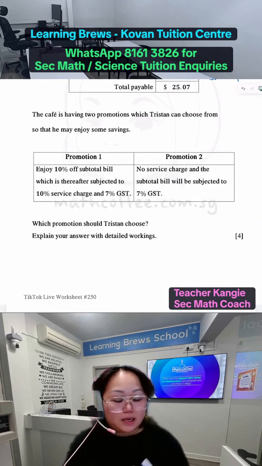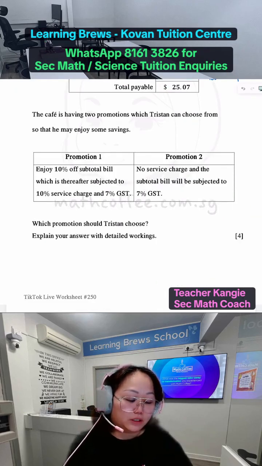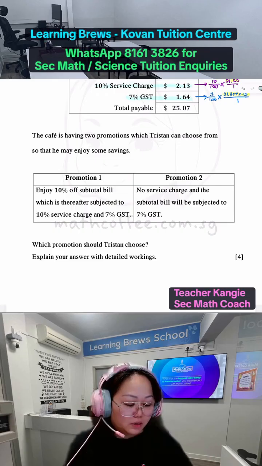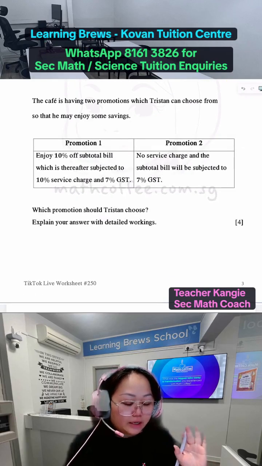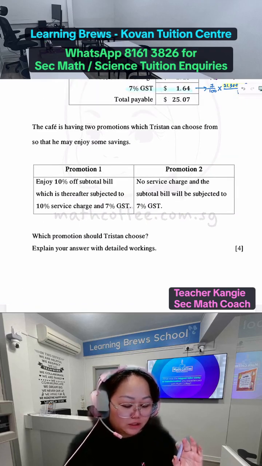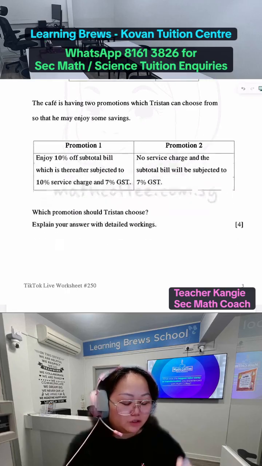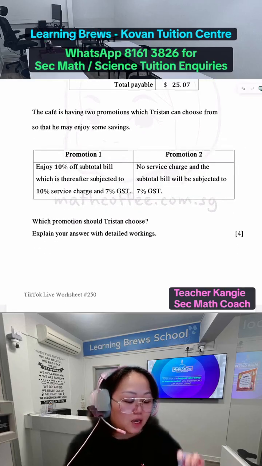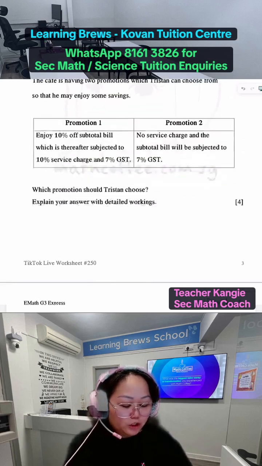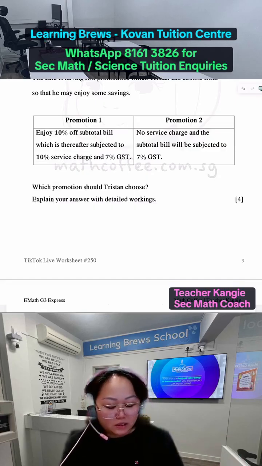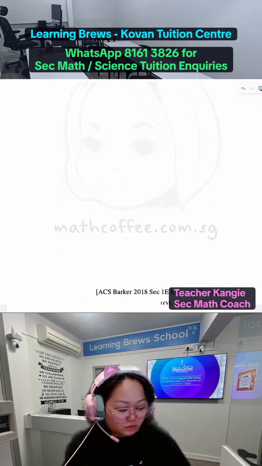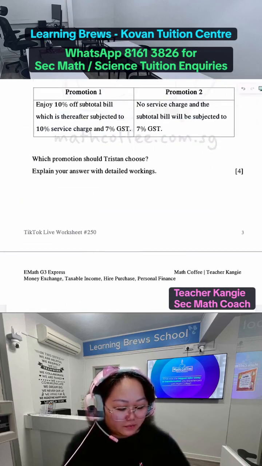Now the cafe is having 2 promotions which Tristan can choose from, so that he may enjoy some savings. Promotion 1: enjoy 10% off the subtotal bill, which is thereafter subjected to 10% service charge and 7% GST. Promotion 2: no service charge and the subtotal bill will be subjected to 7% GST. Which promotion should Tristan choose? Explain your answer with detailed working. So let's calculate. Okay, got some space here, then I write it below.